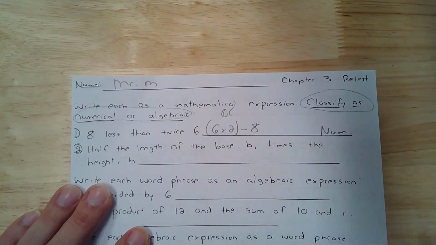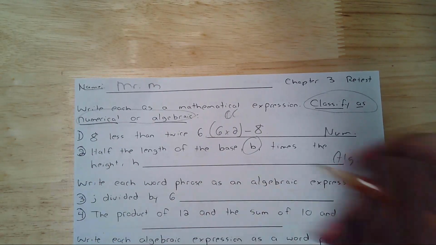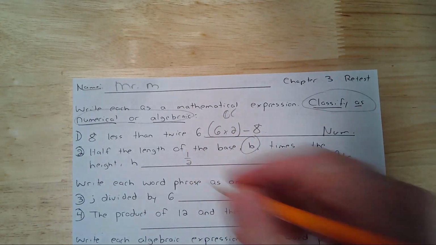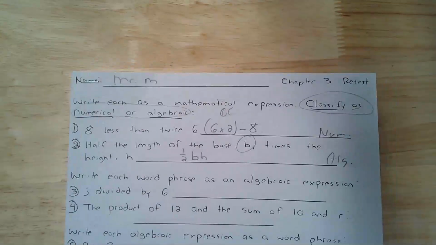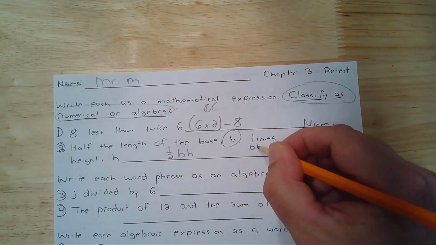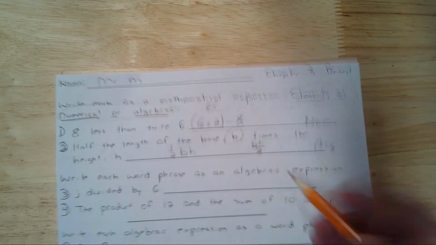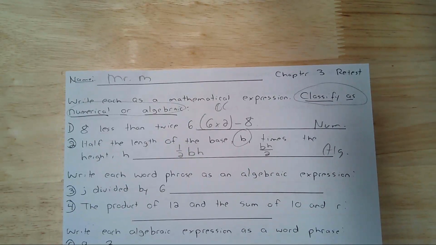Half the length b, so I see a variable in play, so that's going to be algebraic there. Half the length of b times the height. So you could do this a couple different ways. Half the length is multiplying by half times the base times the height. It's the formula for an area of a triangle. You could have done base times height over 2. That would have been fine. Half is dividing by 2 or multiplying by a half, however you want. So this would be about it here, I think, for this one here.